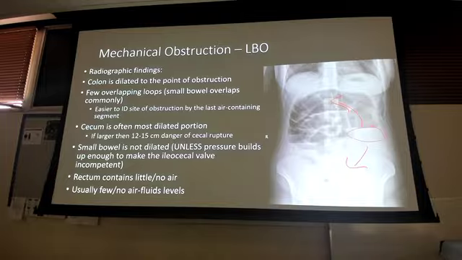We don't have air fluid levels typically in the large bowel. This is your transition point. This is where the obstruction is. And so it's really easy for large bowel obstructions a lot of the times to be able to see where the obstruction actually is because you end up with that transition point.